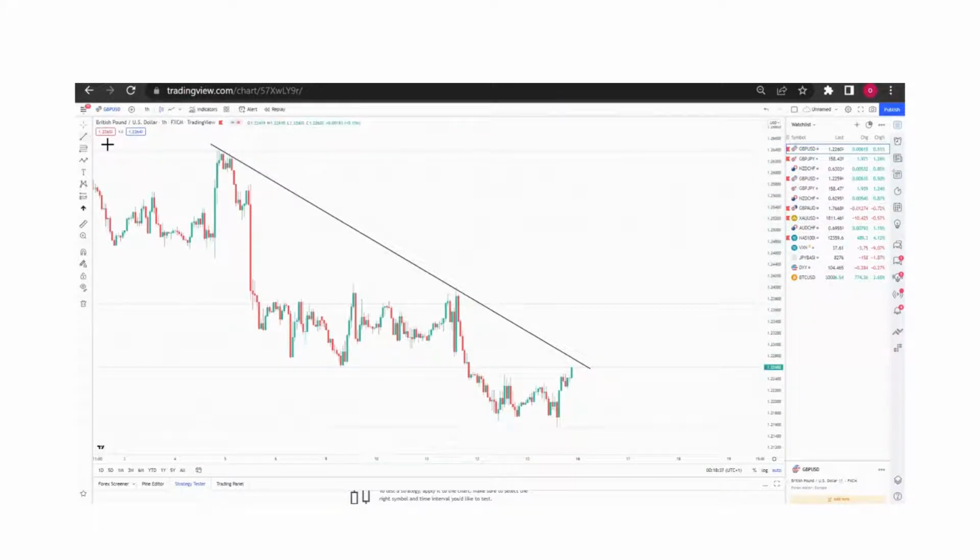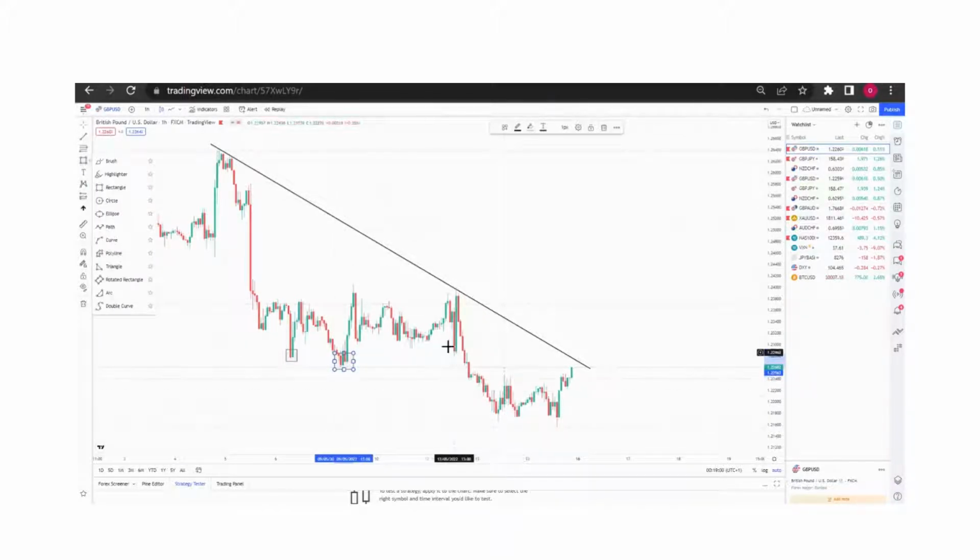So I already marked the trend line. I have the first touch here, and I have the second touch on my trend line here. And I can see a broken structure here. Price broke this support area here. As you can see, price has tested the support area up to 3 times. The first one here, the second one here, and the third one.